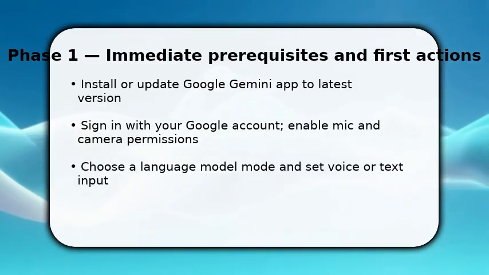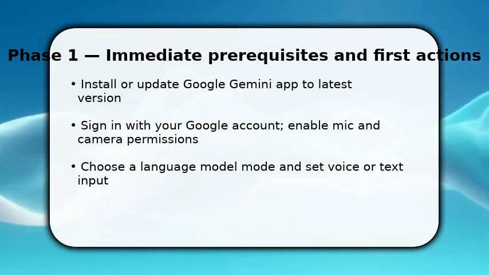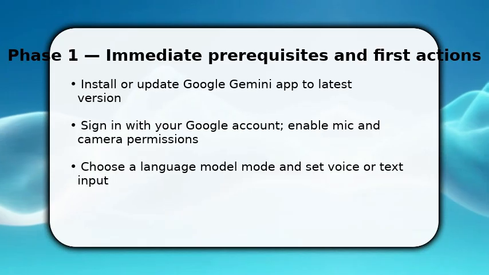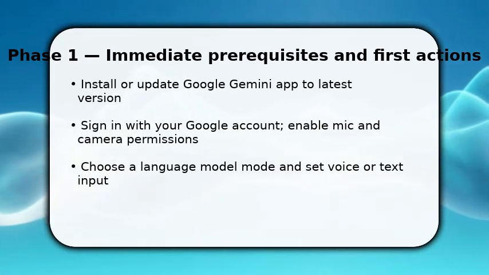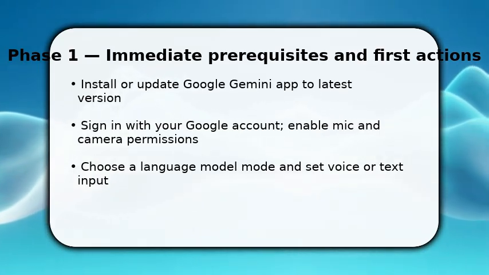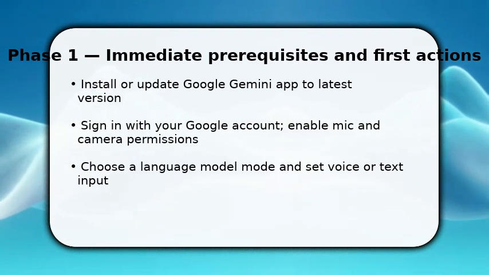Next, choose the model mode and select voice or text input. Make sure you understand latency differences between modes. This first pass puts the app in a state where you can immediately feed prompts and receive useful, context-aware responses.